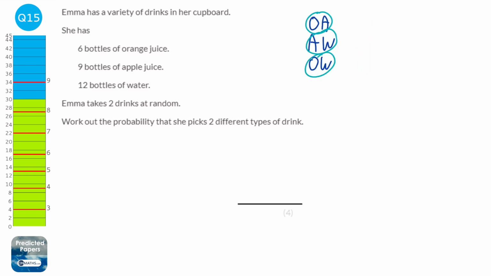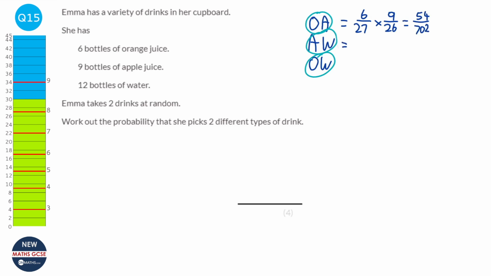hand side ones. To work out the probability of O and then A, so orange juice then apple juice, we work out the fact that the probability of picking orange juice first of all is 6 over 27. And then if we picked an orange juice, the probability of picking an apple juice would be 9 over 26. And so that would be 54 over 702.